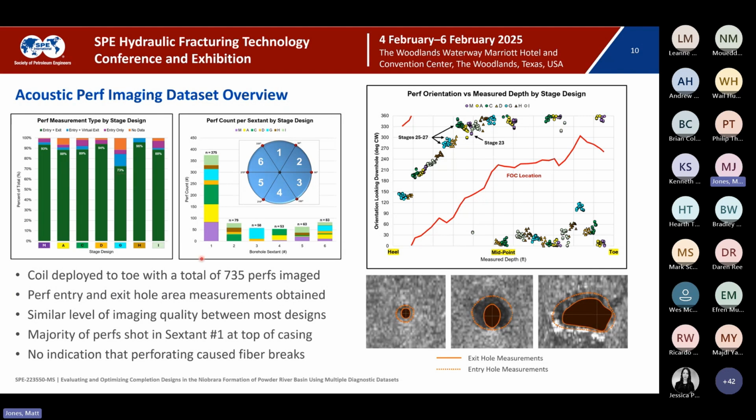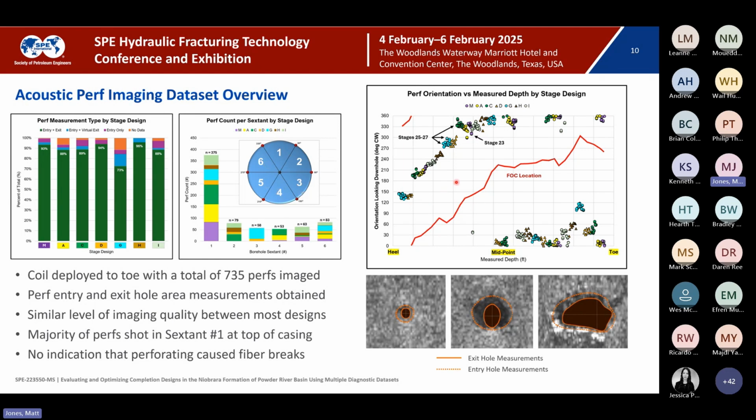Now, in terms of where these perforations are located, as I mentioned earlier, we intentionally tried to perforate the upper half of the casing where the fiber optic cable would let us. So most of the perforations are located in borehole sextant 1, which is towards the top. The rest of the perforations are spread fairly evenly throughout the other borehole sextants. And just to get everybody oriented, sextants 1, 2, and 6 constitute the upper half of the borehole. Sextants 3, 4, and 5 are all lower half.